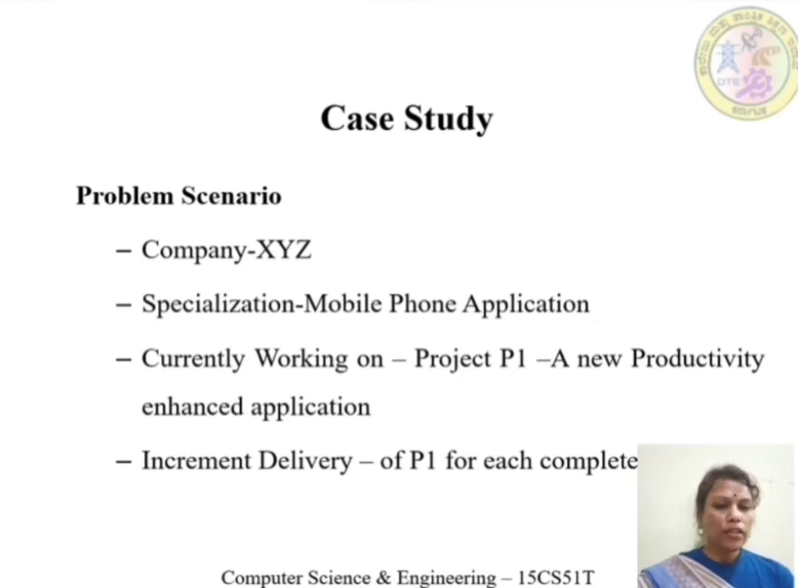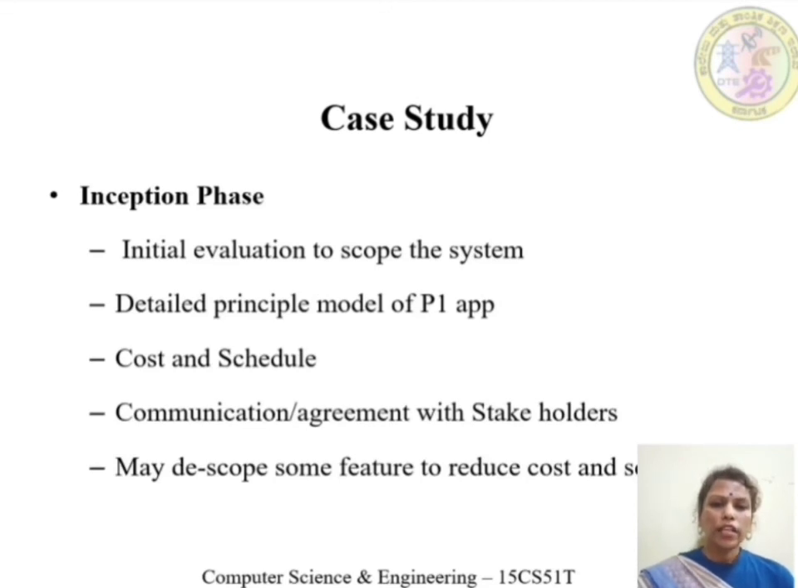If it is an incremental delivery, then we can adopt the RUP model, because in increments we can develop and deliver the product. Let's see in each and every phase what activities the team members are going to perform. In the inception phase, initial evaluation to scope the system is done, and a detailed principal model of the P1 app is specified, and cost and schedule are also specified. Communication or agreement with stakeholders.